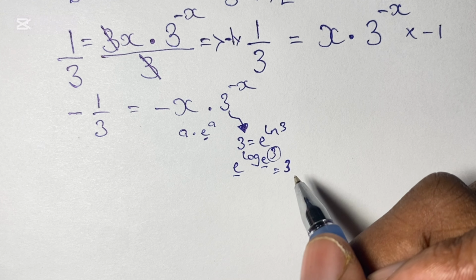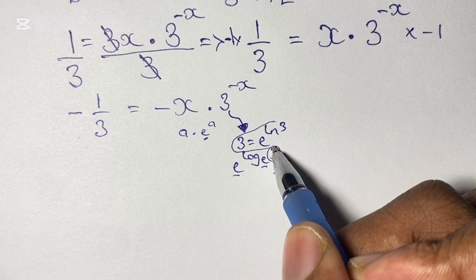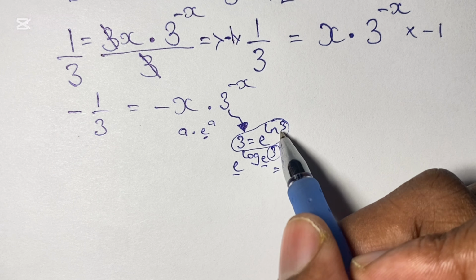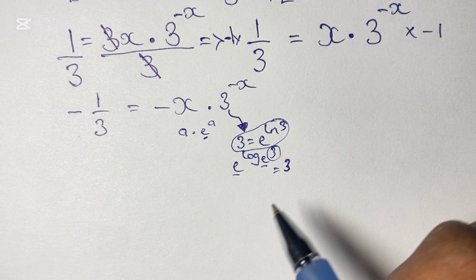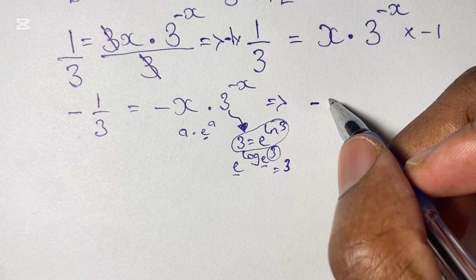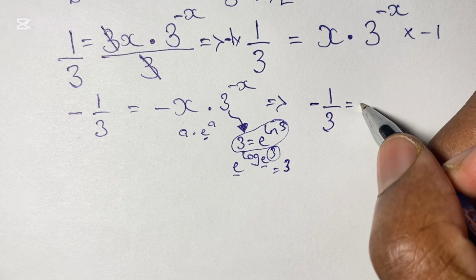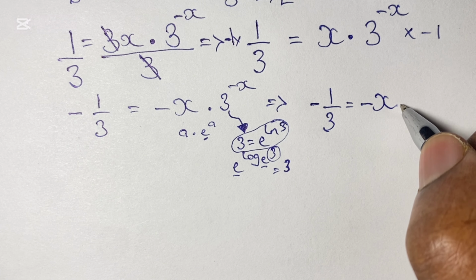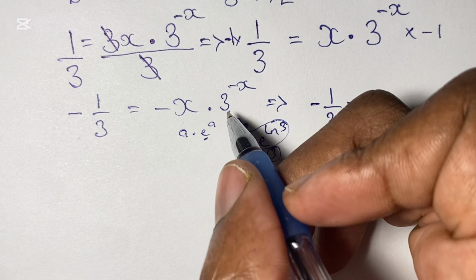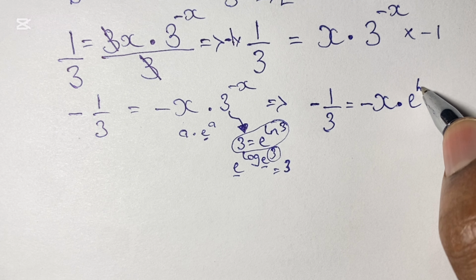So what we're essentially saying here is that we can write 3 in terms of e by having e to the power of ln of 3. And so we can substitute our 3 into our equation as e to the power of ln of 3. So with this understanding, we can move on to writing our equation having the expression a times e to the power of a. So we have negative 1/3 is equal to negative x times e to the power of ln of 3. So we're just rewriting 3 in terms of e to the power of ln of 3.